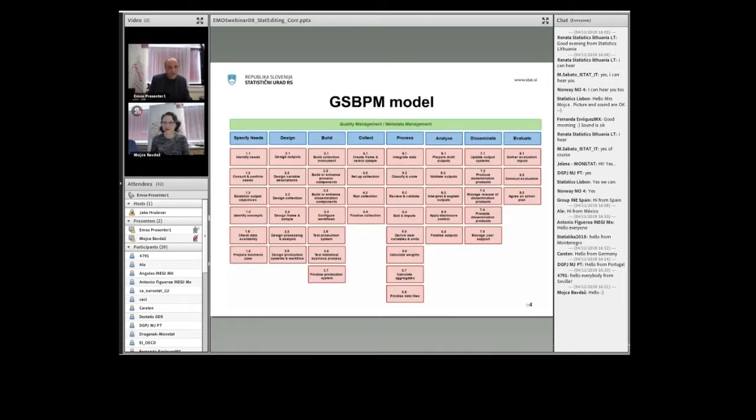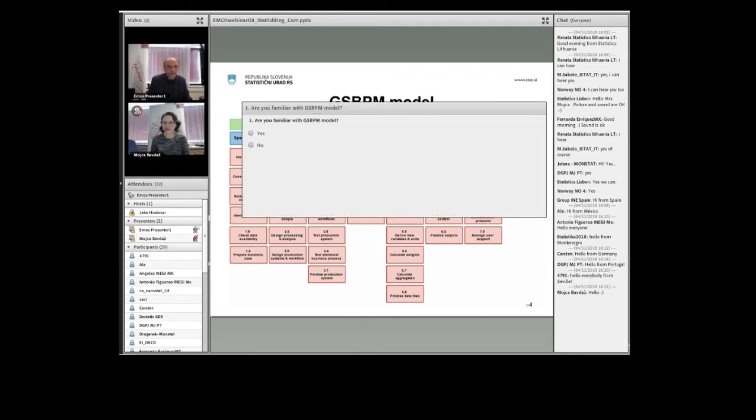Now we try to place the data editing process into the GSBPM model. But before this, I would just put the first question to you, and it is very simple: are you familiar with the GSBPM model or not? Please use the poll that you get, and I'll give you 30 seconds.